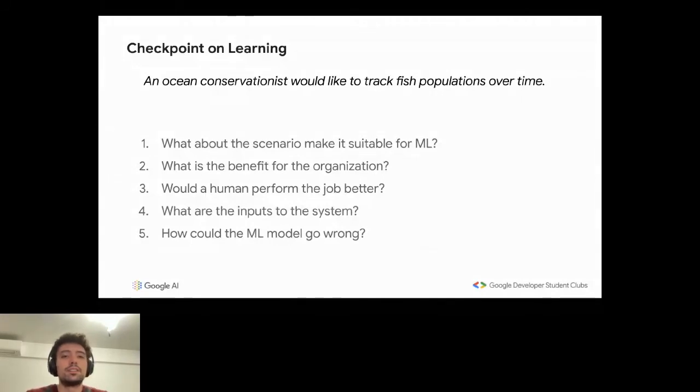And so what do you think is the benefit for us as a society? What do you think about the scenario? What should we have to make this problem actually solvable through machine learning? For instance, what kind of data should we have?